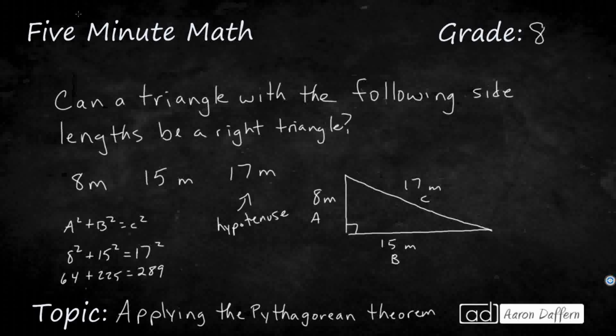The answer is yes. 64 plus 225 does make 289. So you can use the Pythagorean theorem to prove a right triangle even without a picture if just given the three side lengths.